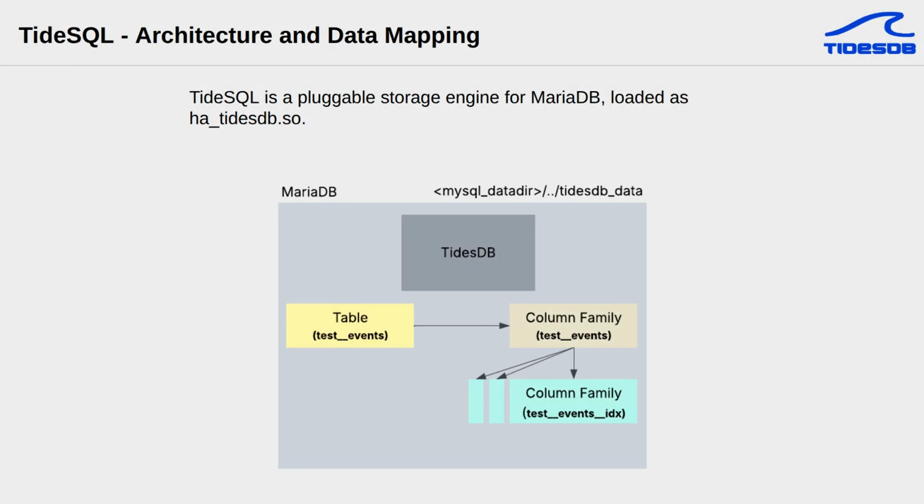So you essentially load the plugin in MariaDB. The TidesDB engine has its own database, with its own dedicated directory in which all the data lives. Each table in TidesSQL correlates to a TidesDB column family. Primary keys and secondary indexes are also their own column families.